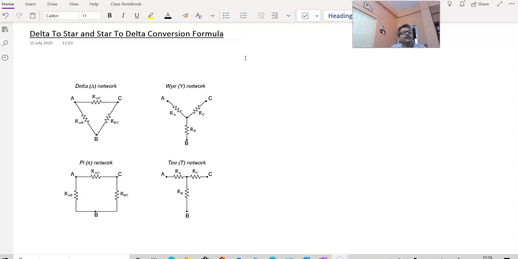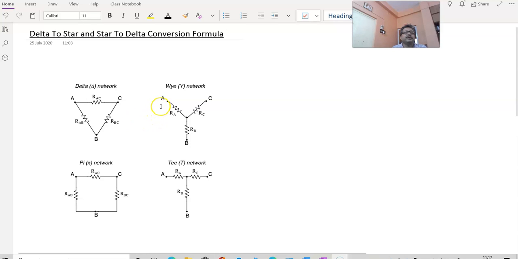So here in the first diagram you can see that this looks like a delta symbol. So a delta network is there. In the delta network, between A and C resistance RAC is considered, between A and B RAB, between B and C RBC. This can be equivalent to a Y network. I mean star: delta to star. This looks like a star.